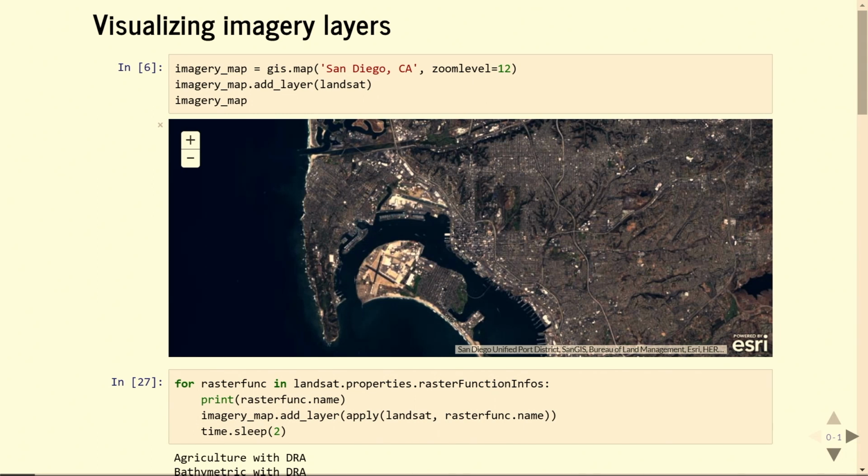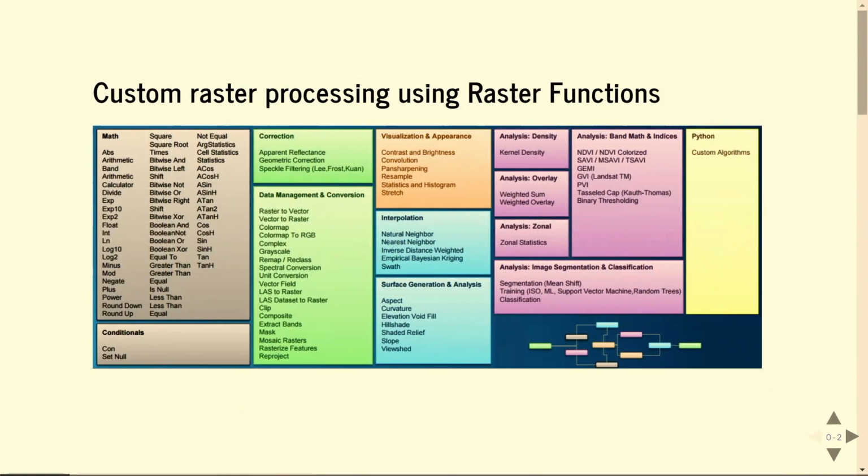In addition to raster functions that are already published with your imagery layer, the Python API comes with over 140 raster functions, and you can do an assortment of things. Like you can use them for performing mathematical operations on your raster or cells in your imagery. You can do conditionals, you can do data management, like converting from raster to vector, vector to raster, etc. You can perform interpolations, you can perform density analysis, overlay analysis, zonal operations, etc.